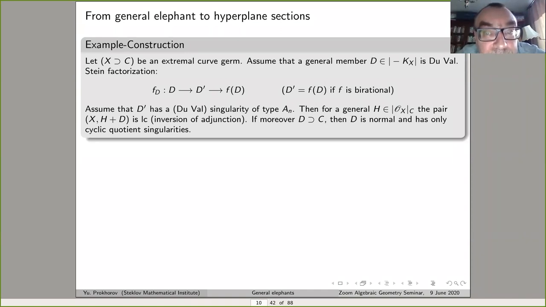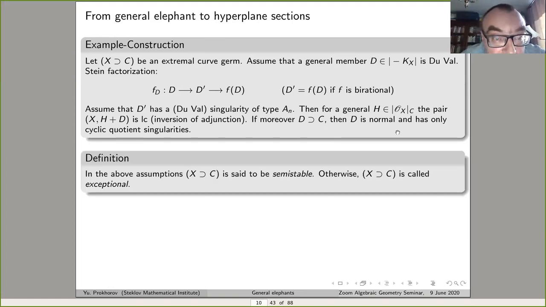Then for a general hyperplane section, the pair (X, H plus D) is log canonical. This is just inversion of adjunction. And moreover, if D contains C, then (X, H) is PLT, so there is a mistake here. H is normal, and has only cyclic quotient singularities. Okay, this is very helpful.